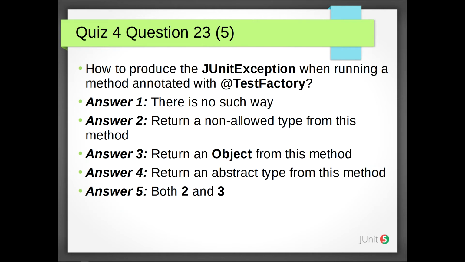Quiz 4, question 23. How to produce the JUnit exception when running a method annotated with @TestFactory? Answer 1. There is no such way. Answer 2. Return a non-allowed type from this method. Answer 3. Return an object from this method. Answer 4. Return an abstract type from this method. Answer 5. Both 2 and 3. And the correct answer is 5. Both 2 and 3.